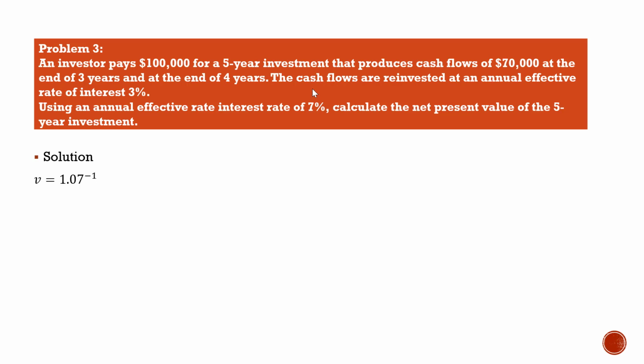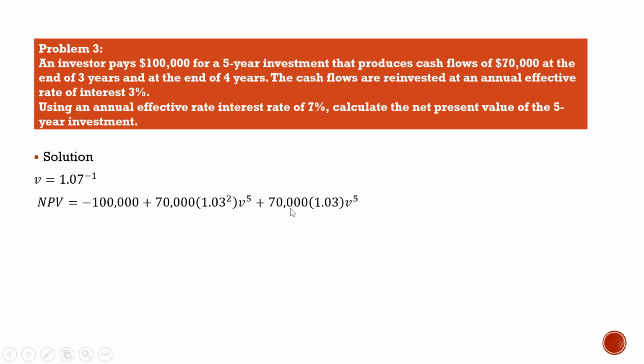So let's say V is 1.07 to the negative 1. We have the net present value: first, the liability is negative 100,000 at time 0. Then at time 5 we have 70,000 times 1.03 squared, because this is the money that we receive at the end of 5 years. So 70,000 at time 3 will accumulate to 70,000 times 1.03 squared at time 5. And to find the present value, we multiply by v to the 5th.